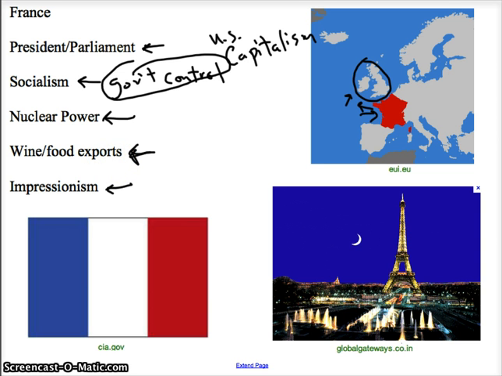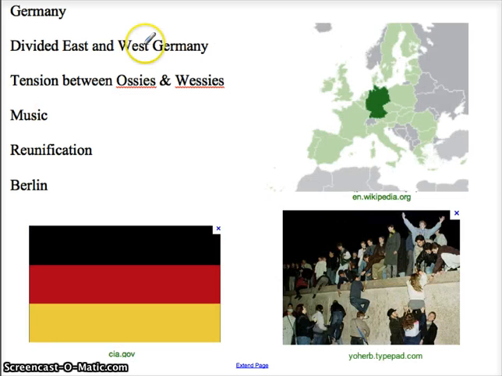Let's go to another country. Why don't we go to Germany? Germany, you may remember, was divided after World War II. After World War II, it was divided into an East Germany and a West Germany, and the border was about right here, East and West.